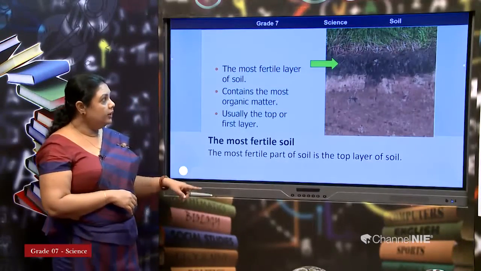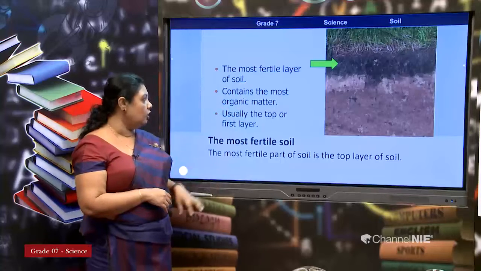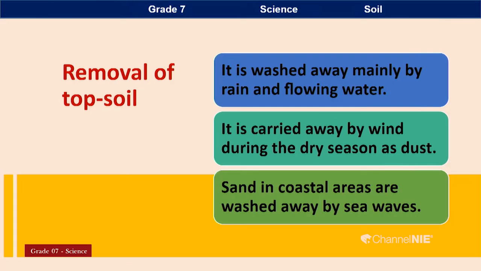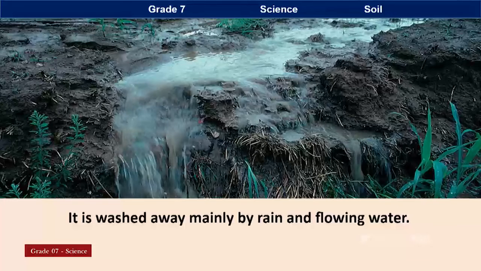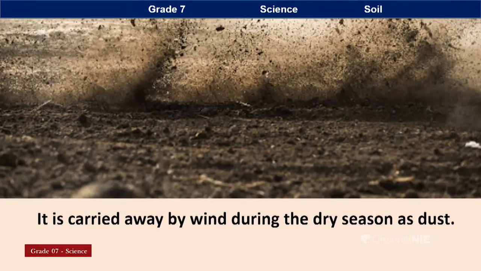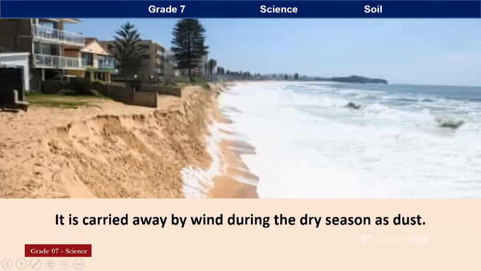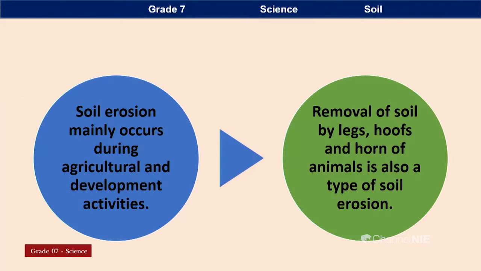Right. So, here the top layer, usually with the organic matter, moves out and it becomes infertile. So, removal of topsoil is called soil erosion. When soil erosion takes place in different ways, you can see that water takes the topsoil, then wind takes the topsoil in the dry season. At the same time, can you see that water has taken part of the sea shore with the help of water. So, animals can even do that.